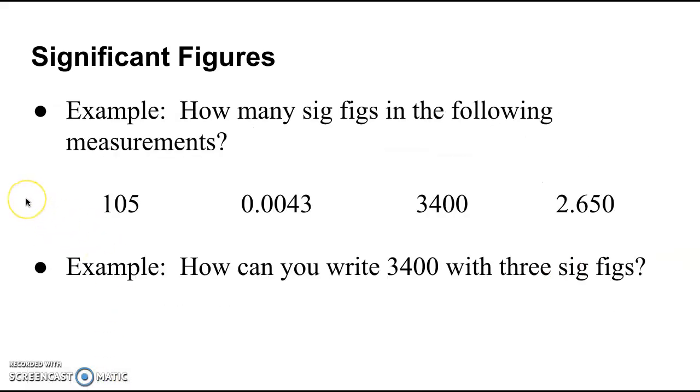All right, so we'll practice a little bit. What I suggest is that you pause the video and try to figure this out. You want to look at how many sig figs are in the following measurements, these 4, and then how can you write 3,400 with 3 sig figs? So pause it, try those out, and then I'll go through the answers.